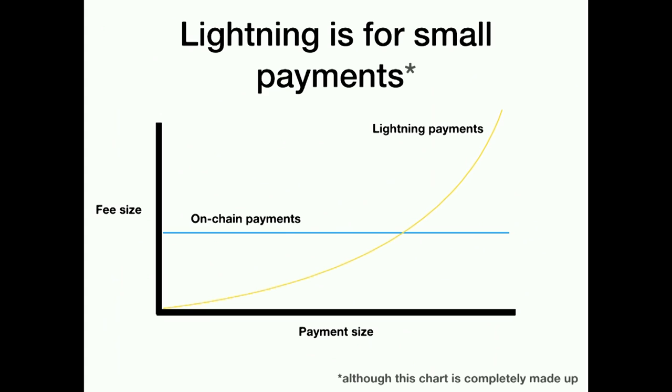And the other thing is that I'm not sure Lightning is that good an idea for really large payments anyway. So this is just a completely back of the envelope chart of what it costs to do a Lightning payment over a payment channel network versus what it costs to do an on-chain payment as a function of how large the payment is.